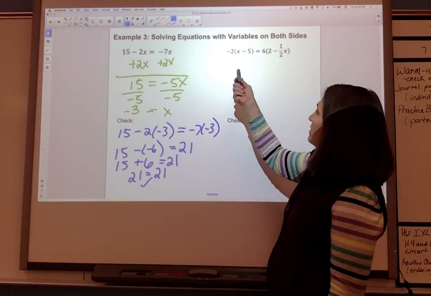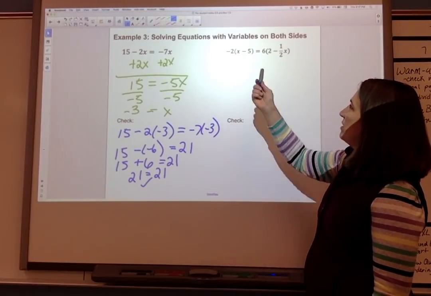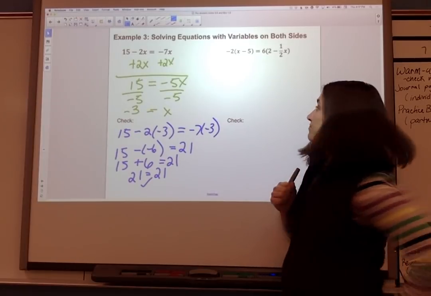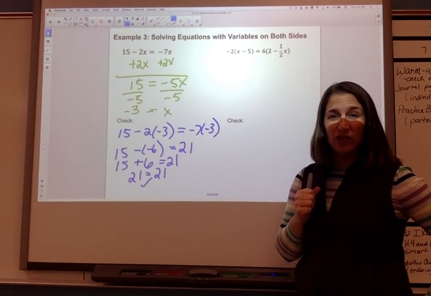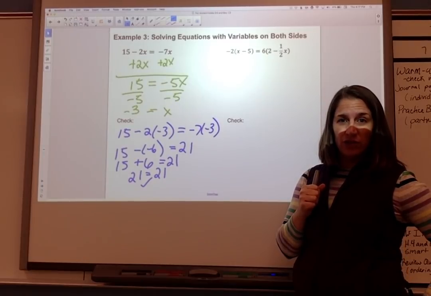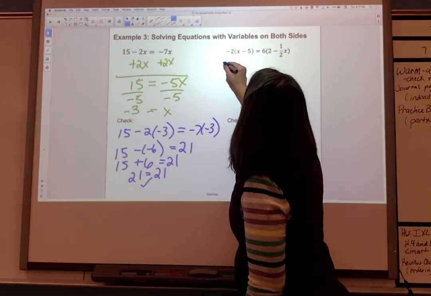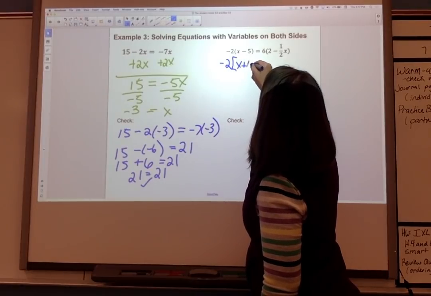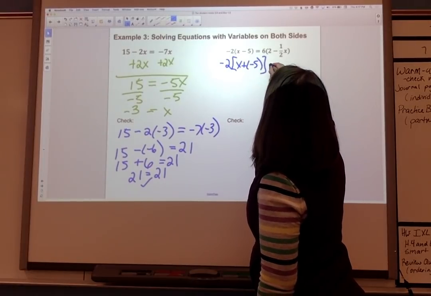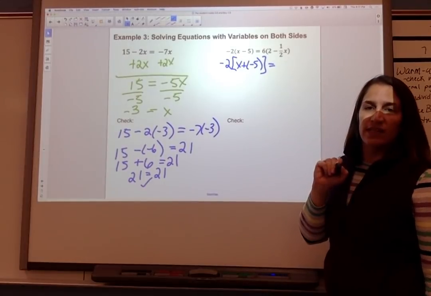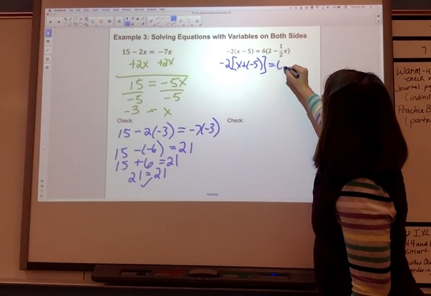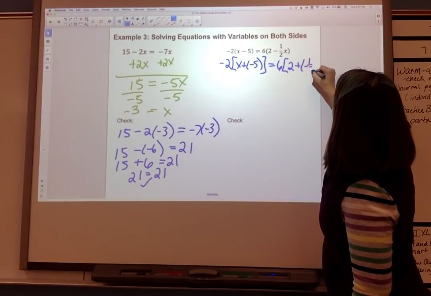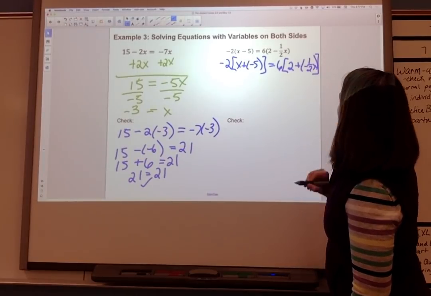Let's go ahead and try this example. This time, not only do we have a variable on both sides, we also need to distribute. And we also have some subtraction. So let's start by changing our subtraction to addition, and we'll go from there. So we have negative 2 times x plus negative 5 equals, let's do the same thing on the right, 6 times 2 plus negative 1/2 x.